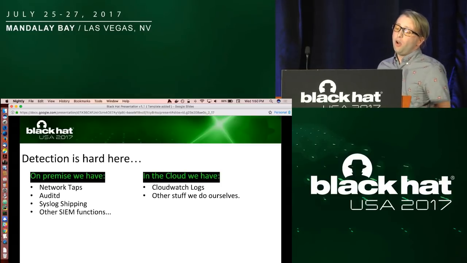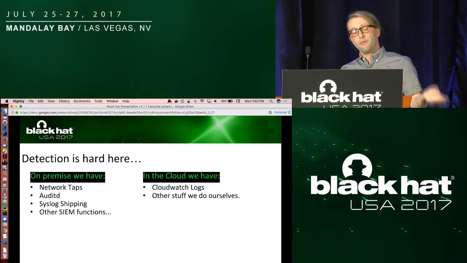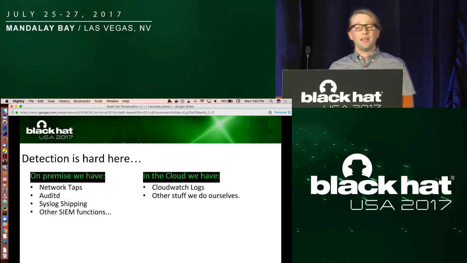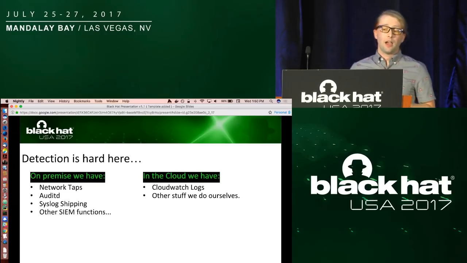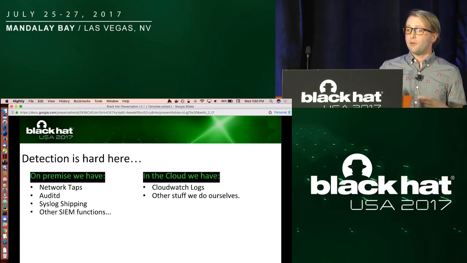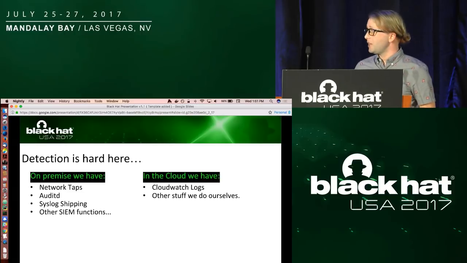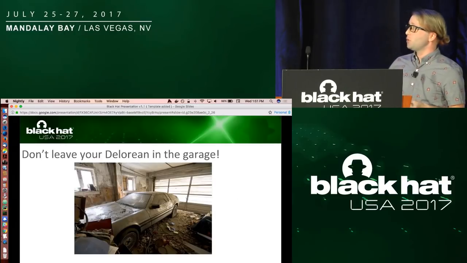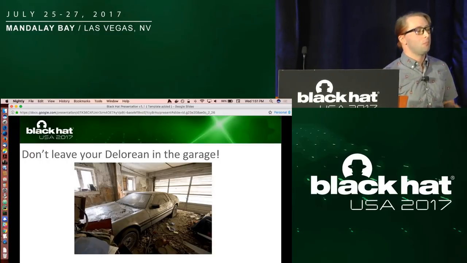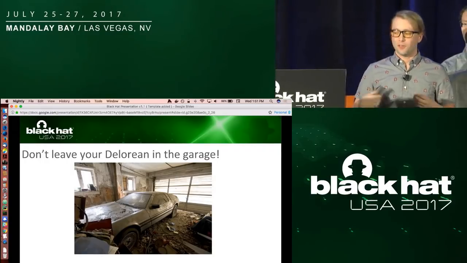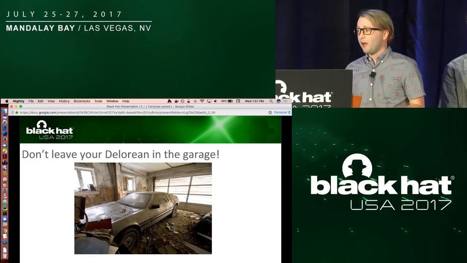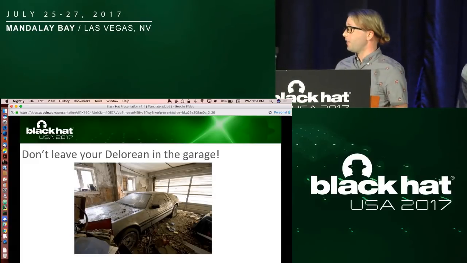So detection can also be hard here. We have a lot of mature stuff for detecting attacks like this on-prem. We don't necessarily have as many of the same kind of facilities in the cloud with regard to serverless. You really only have CloudWatch logs. So one of the pieces of advice that the AWS security team likes to give out is, don't leave your DeLorean in the garage if you want to go back in time. So if you're authoring these apps, build mature log pipelines into them, because that's really the only way you're going to get anomaly detection, and CloudWatch logs in the case of AWS is that.